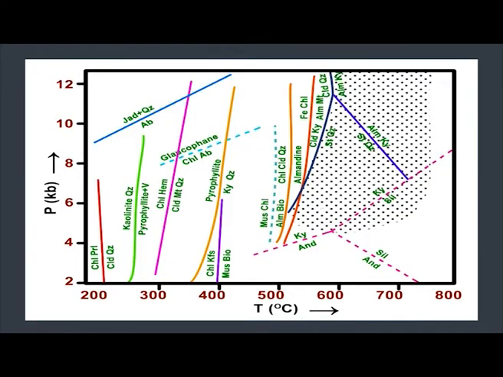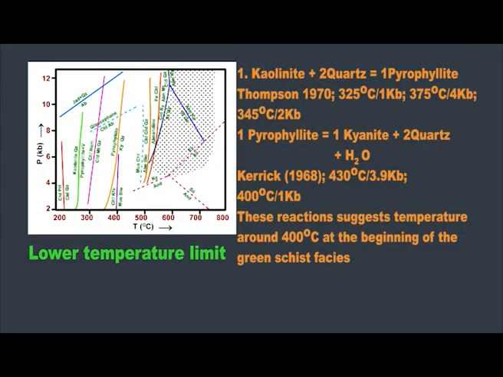Lower temperature limit. The lower temperature during the greenschist phases is characterized by the reaction of kaolinite and quartz, which reacts and gives rise to pyrophyllite. Later, pyrophyllite is decomposed in the biotite zone to form kyanite. The reaction is kaolinite plus quartz gives rise to pyrophyllite.